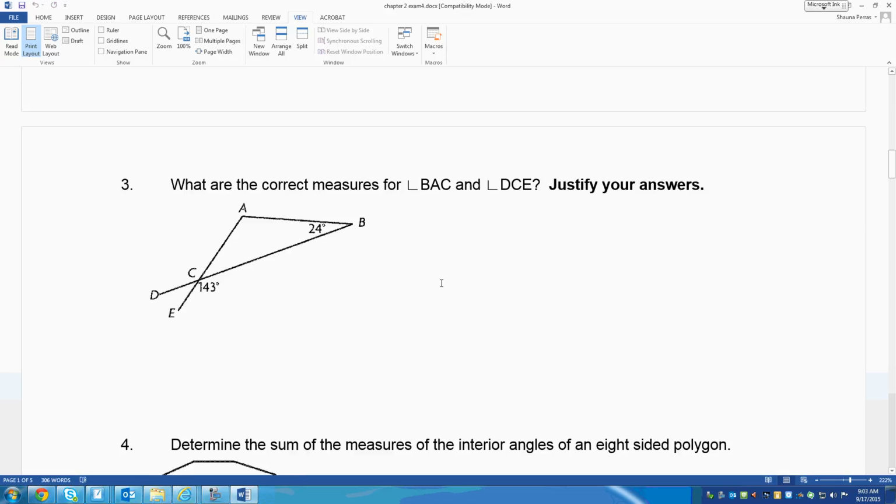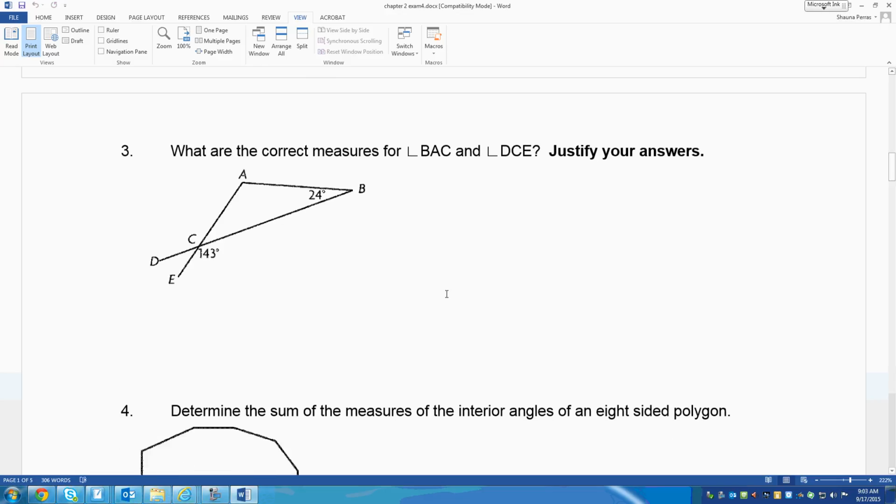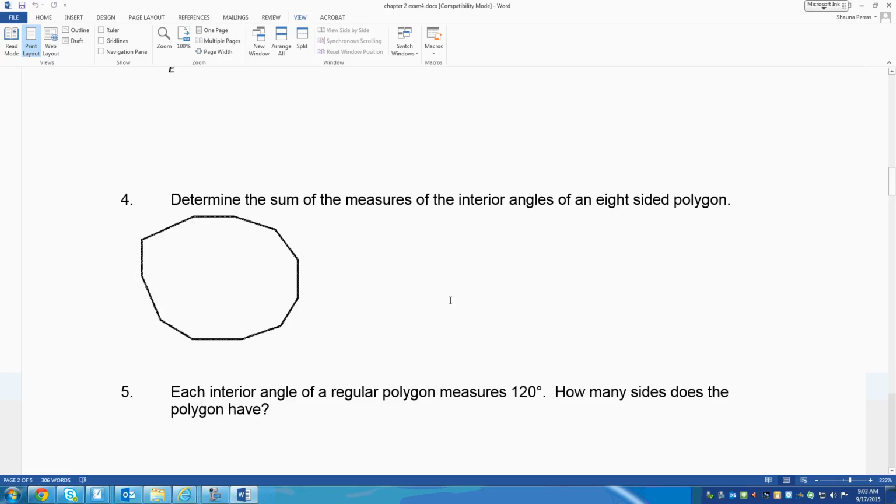Question 3. Do we need to talk about question 3? Yeah? No? Question 4 I wanted to talk about because lots of people made a silly mistake in where they found the individual angle measure for this thing. The question specifically states for the sum of the measures. Okay, so you're trying to find the whole measures, not the individual angle measure. And you couldn't even find the individual angle measure on this one because it's not a regular one.